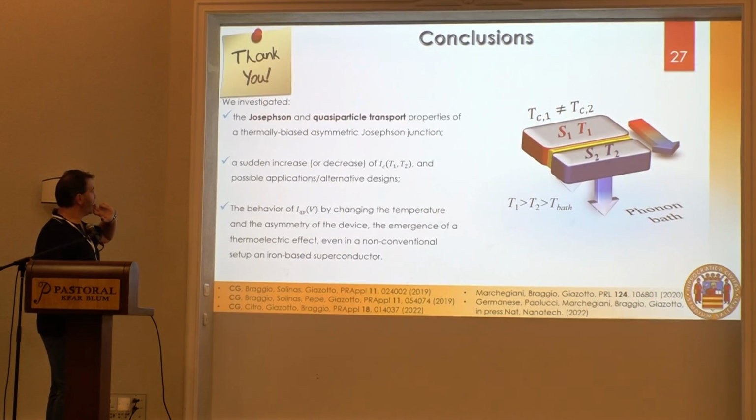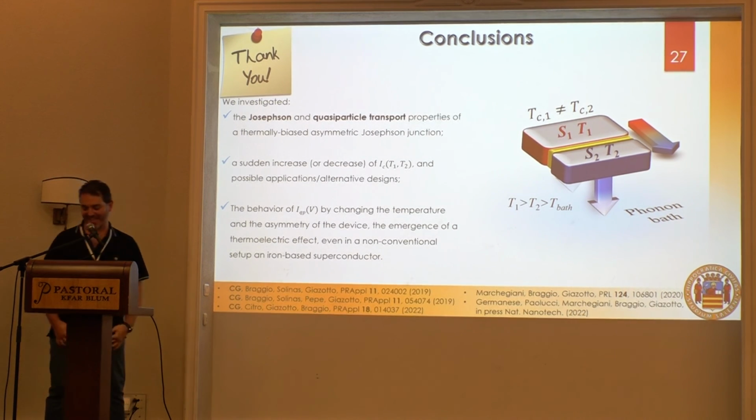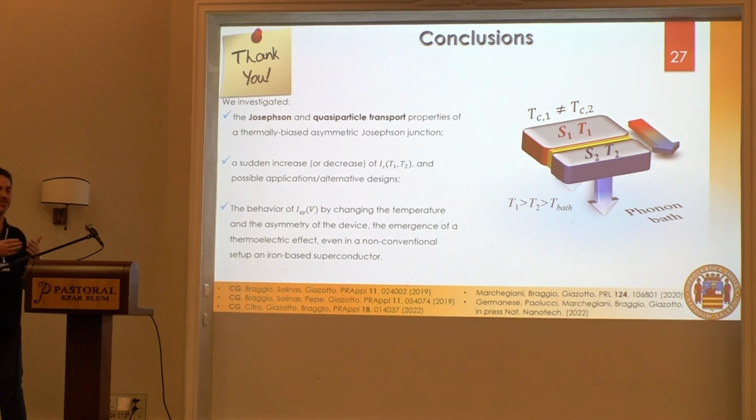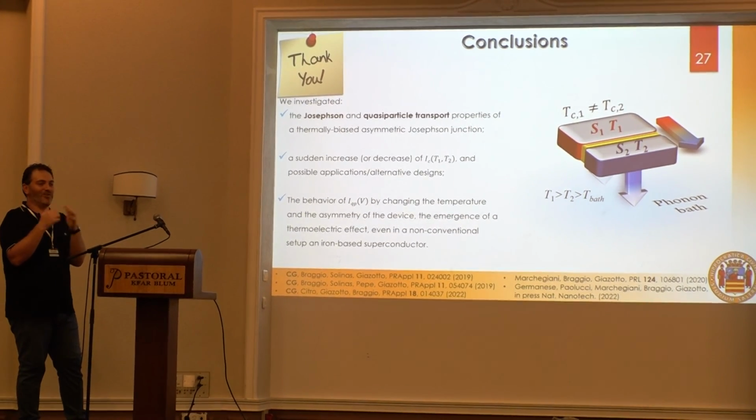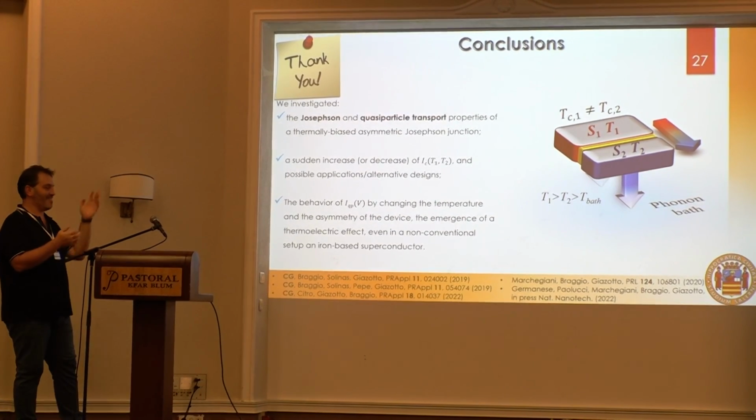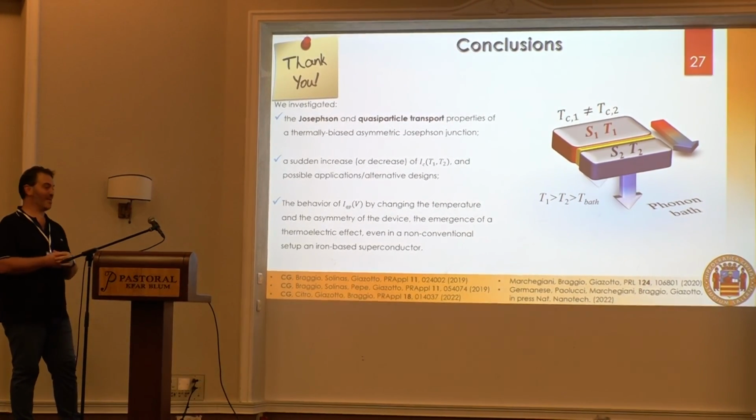So that's all, briefly. I tried to convince you that in the case in which you have a Josephson junction, and you unbalance both the gap, the critical temperature of the system, and the temperature at which the system resides, something peculiar can happen. And here there are some examples.